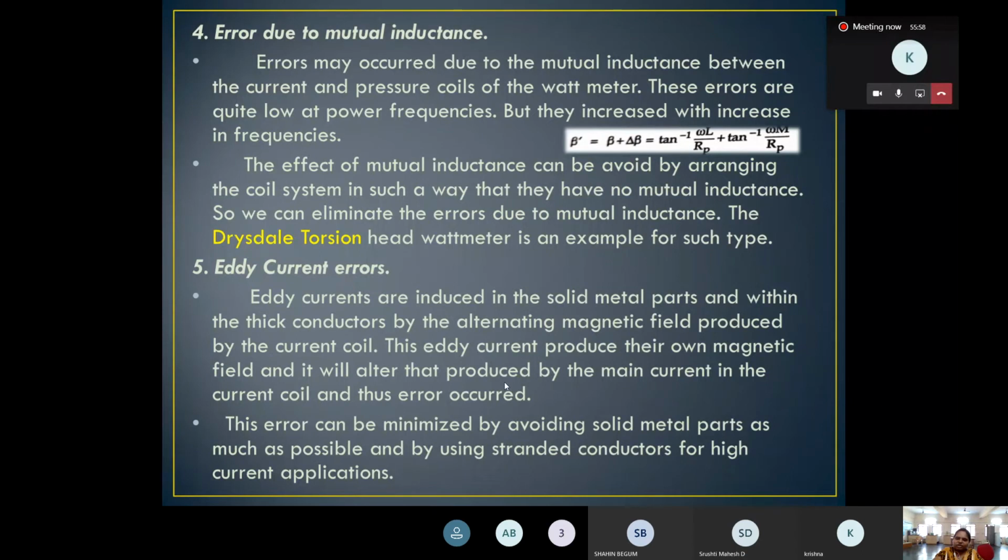That's the main disadvantage. What is this eddy current doing? It is creating its own magnetic field by itself, and it will alter that produced by the main current. The magnetic field induced by the eddy current is its own magnetic field, and it will disturb the main magnetic field.